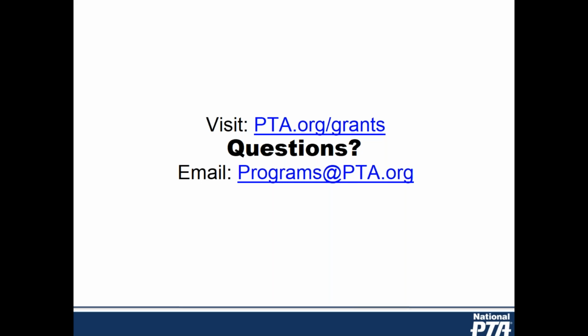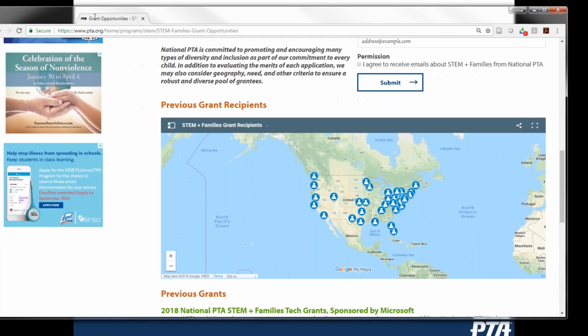Let's see what kind of questions we've got going on. Is there a list of schools that have won previous grants? There absolutely is. Now for that one, you would want to go to each program. So for example, for STEM winners, if you go to pta.org/STEM, you'll see the grant opportunities there. Can we switch that over real quick? Alyssa's actually going to switch that over on the screen so you can look at it on your webinar.